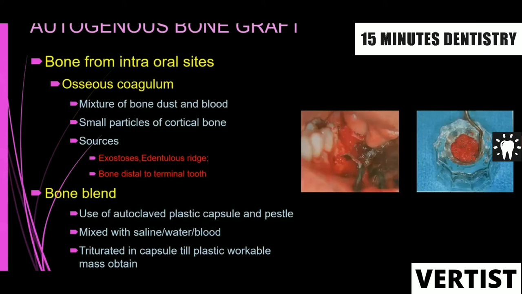Basically it is a mixture of bone dust and bone, along with small particles of cortical bone which you can obtain from exostosis or the edentulous ridge, and then you have to mix it and pack it into the defect. Whereas the bone blend is again the same thing, but here we have an autoclaved plastic capsule and pestle with which it has to be triturated, and then you get a plastic workable mass which you can pack into the defect.